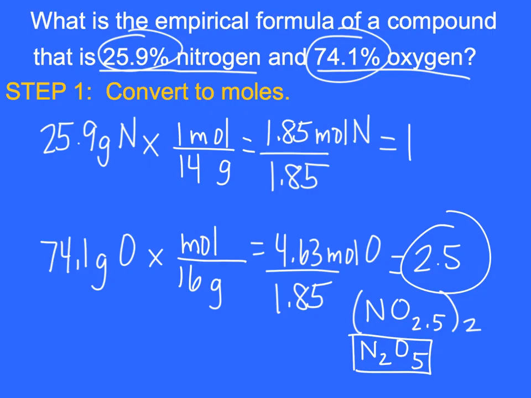So if this number here turns out to be close to a half, keep the half in there. Sometimes the number might be like 1.99. If it's like 1.99, you can obviously round that up to 2. Or if it's like 1.01, you can round that to just 1. But if it's something close to a half, keep the half in there, and then in the end, just multiply it by 2 to get rid of the fraction. All right, so then, once again, the answer to this would end up being just N2O5.